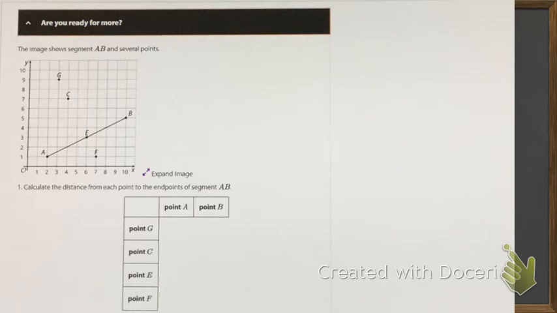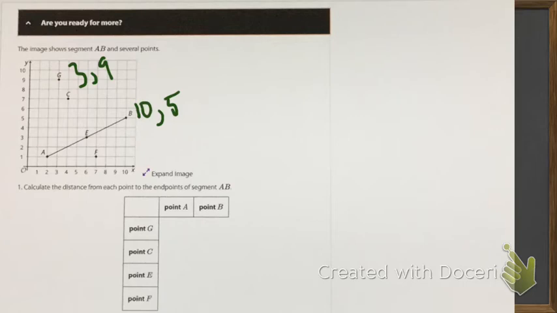Okay, here's something we didn't do in class. We looked at the distance between all these points, and to do that, we really just looked at the coordinates. So if G up here is 3, 9, and B over here is 10, 5, we're really just looking at the distance between those 2 points. So that's all that was happening there.